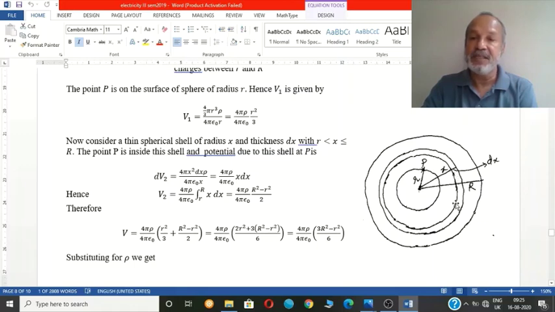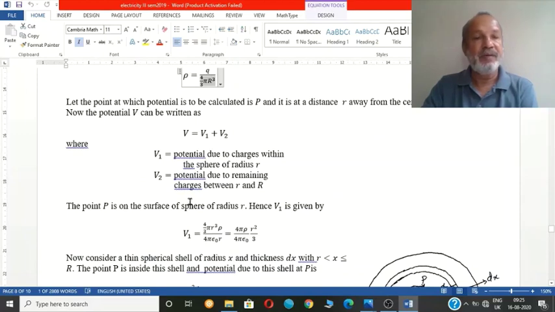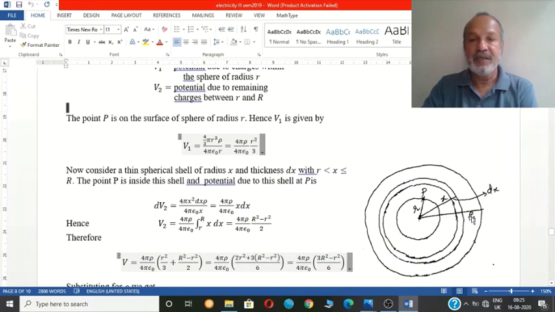There are charges between small r and capital R. In this region we have many charges, and the potential due to all those charges at P we will calculate separately and add. That is written here. V1 is the potential due to charges within the sphere of radius r, which we can easily calculate. V2 is the potential due to charges in the remaining part of the sphere, that is, in this part.